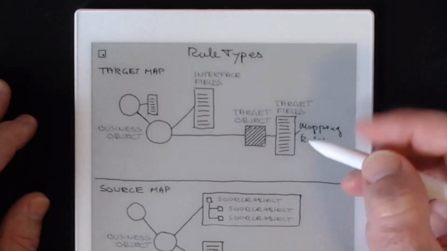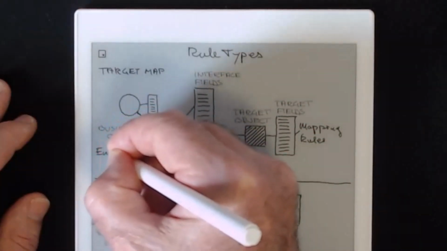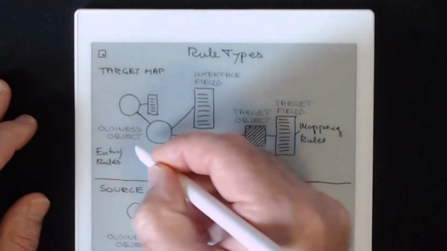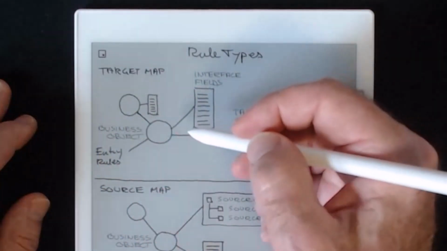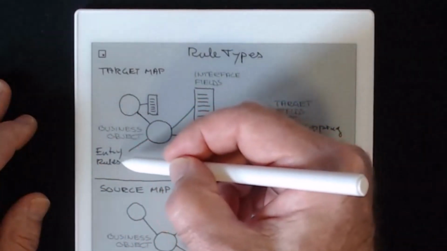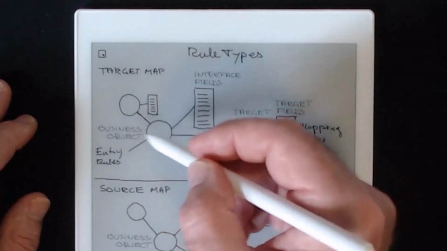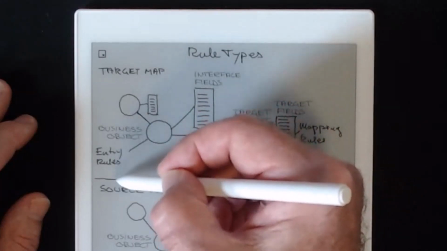In addition, we have an entry rule, and entry rules are called before starting processing a business object, and if an entry rule returns false, this business object is not going to be created. In fact, for one business object you can have 0 or many entry rules being called.